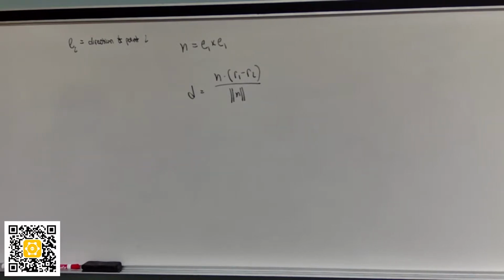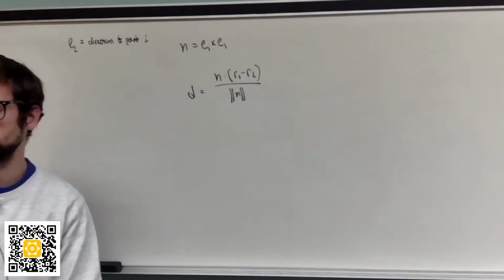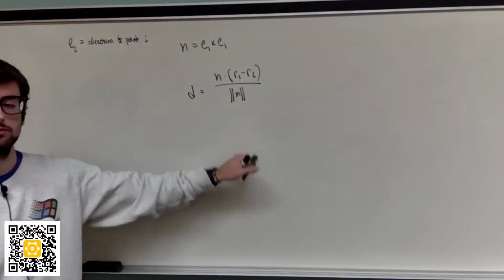Okay, so the cross product of both vectors, right? Cross product of both vectors, times R1 minus R2, which gives you the distance, which gives you a straight line, the vector of the asteroid, divided by whatever N was. Is that the absolute value of N? The magnitude, because N is a vector.